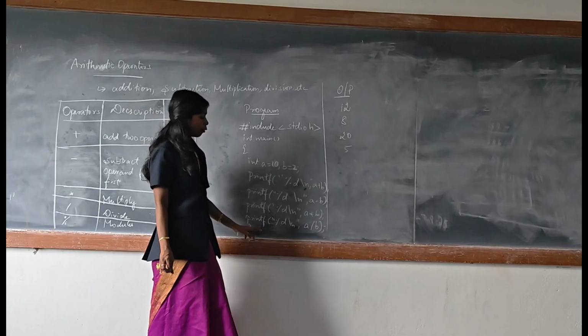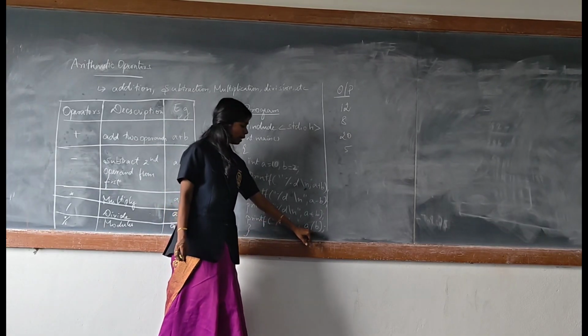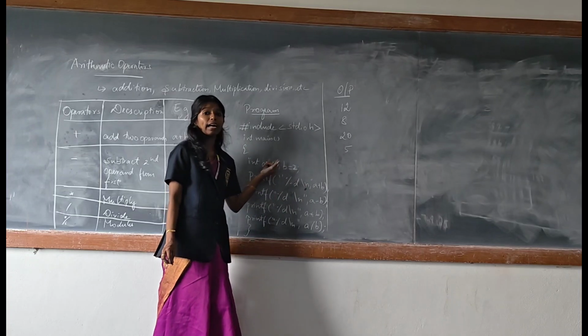Next I am going to print division. I am using the division operation, A divided by B. A value is 10 and B value is 2.